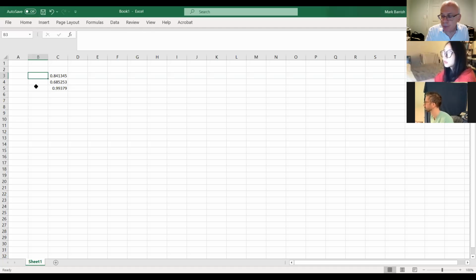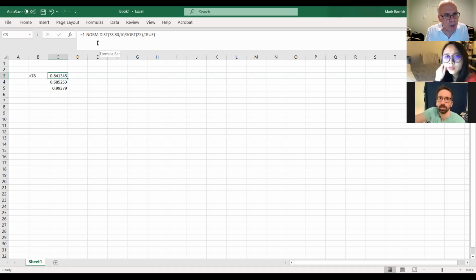Now this first one here is the probability greater than 78. Actually, I'm just going to put in here greater than 78. And look at what I did. Greater than means with Excel, you would say 1 minus the normal function. The normal function is giving you the cumulative probability, that's a probability less than. So to get the greater than, you do 1 minus that. So 1 minus, and I would use the NORM.DIST for normal distribution.